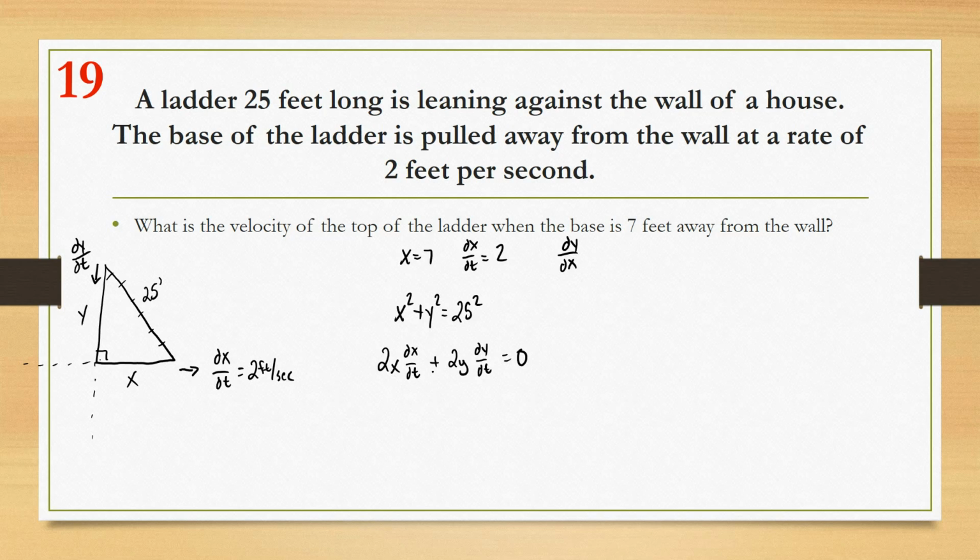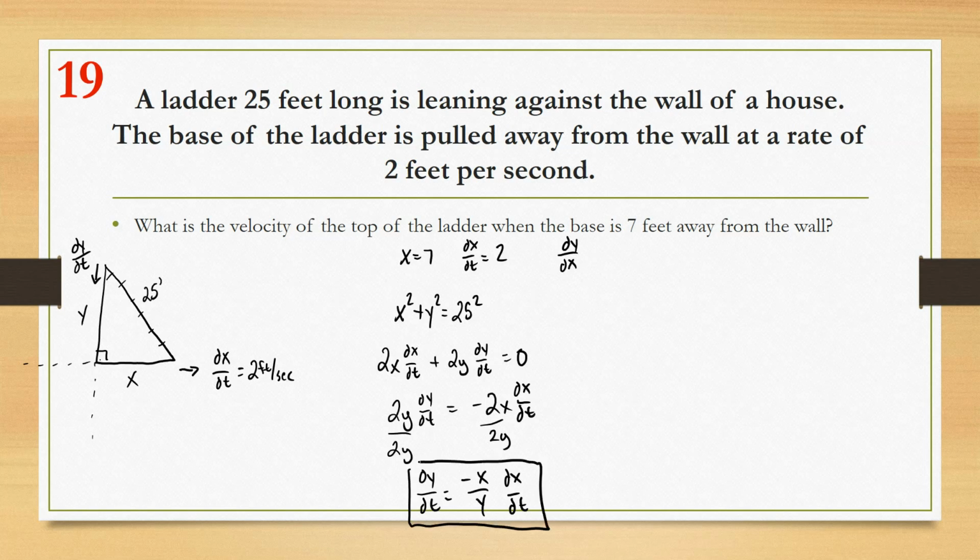So since we're looking for dy/dt, let's go ahead and move the dx/dt term over to the other side, and then we can divide by 2y. This is going to give me dy/dt equals negative x over y times dx/dt. Now we're going to use this form for the next 3 parts of the problem. So dy/dt equals negative x over y, negative 7 over, we don't have y.